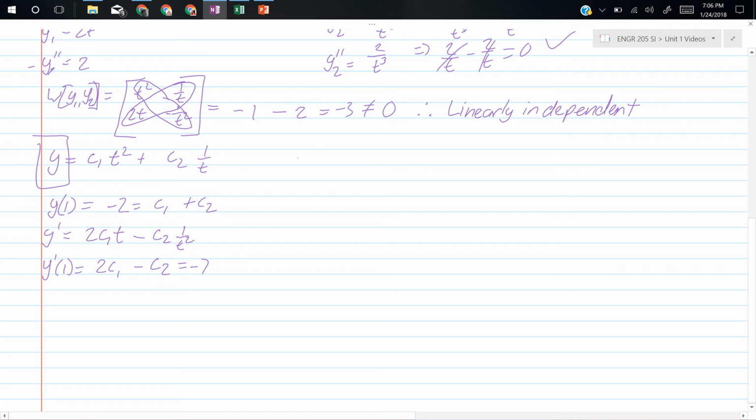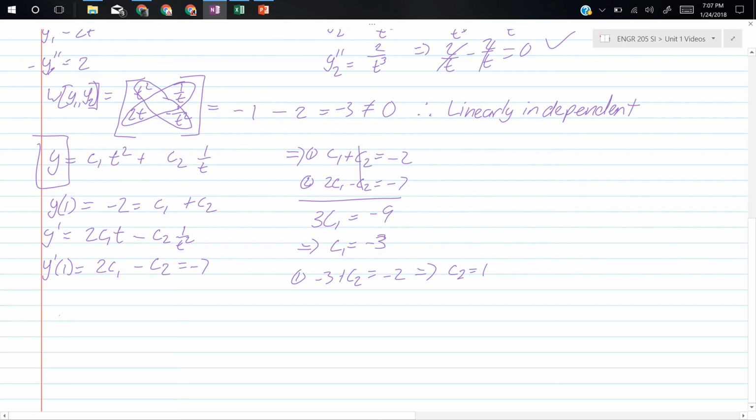So now I have two equations, and I want to use a system of equations to solve for c1 and c2. So c1 plus c2 equals negative 2. That's our first equation. Our second equation is 2c1 minus c2 equals negative 7. These two c2 terms cancel out when I add them together. So our new equation will be 3c1 equals negative 9, which implies c1 equals negative 3. I'll plug this back into our first equation. So I have negative 3 plus c2 equals negative 2, which implies c2 equals 1.